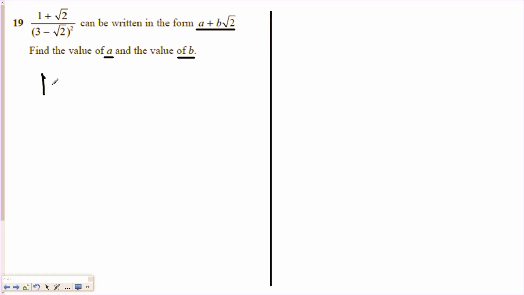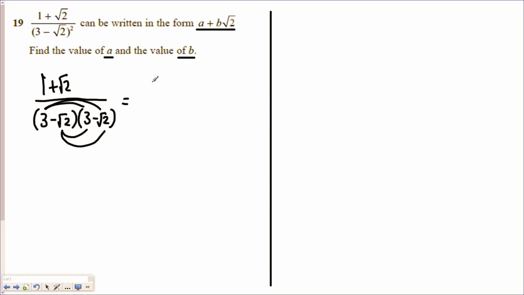Okay, so I have 1 plus root 2 over, I'm going to extend this line because we're going to draw two sets of brackets, 3 minus root 2 in one bracket and 3 minus root 2 in another bracket. We're going to expand these double brackets, so I'll draw my claw. I'm going to do 3 times 3, 3 times minus root 2, minus root 2 times 3, and minus root 2 times minus root 2.